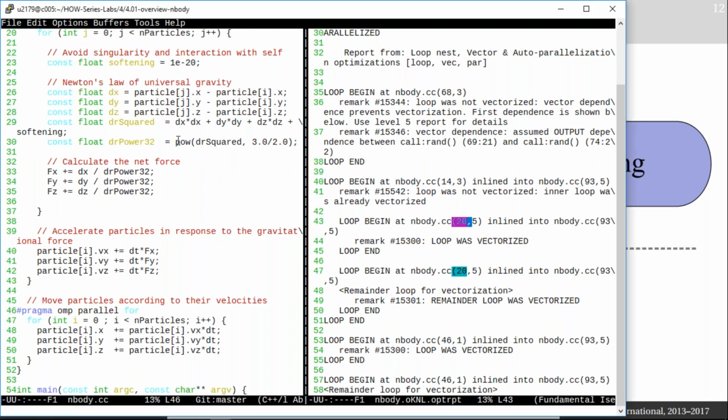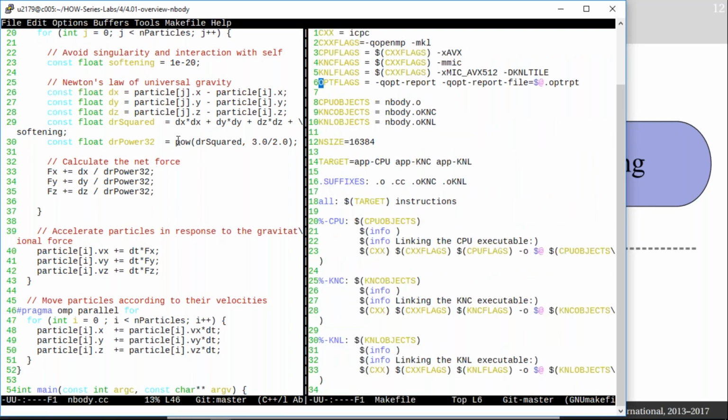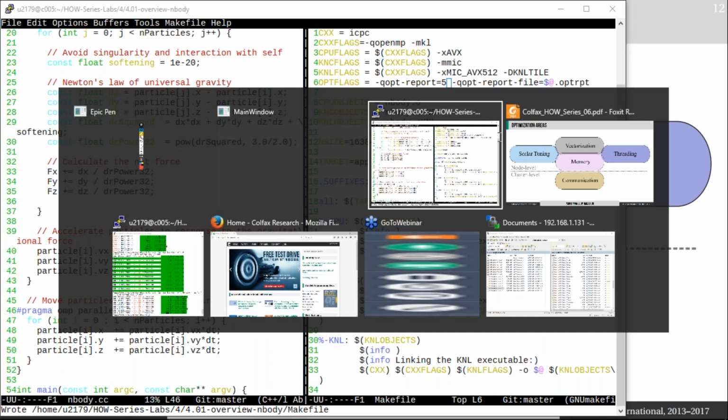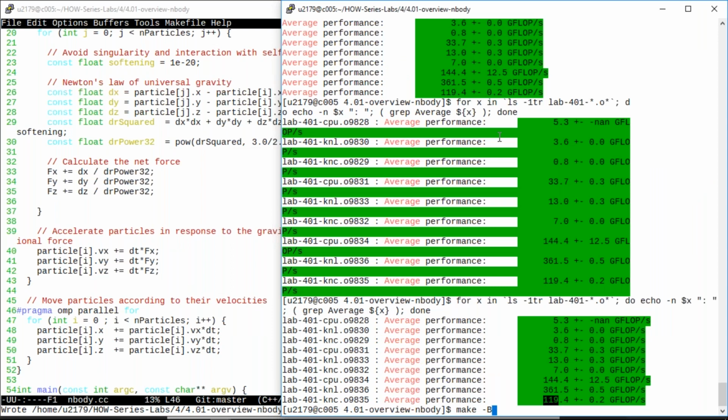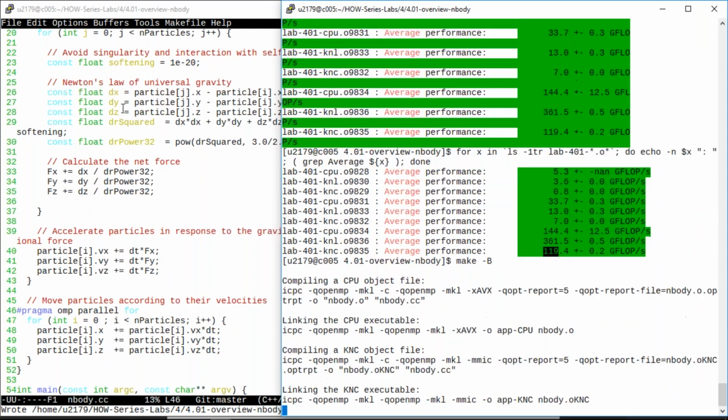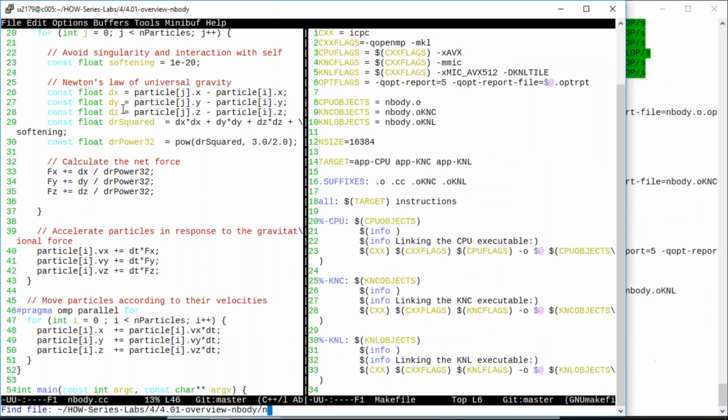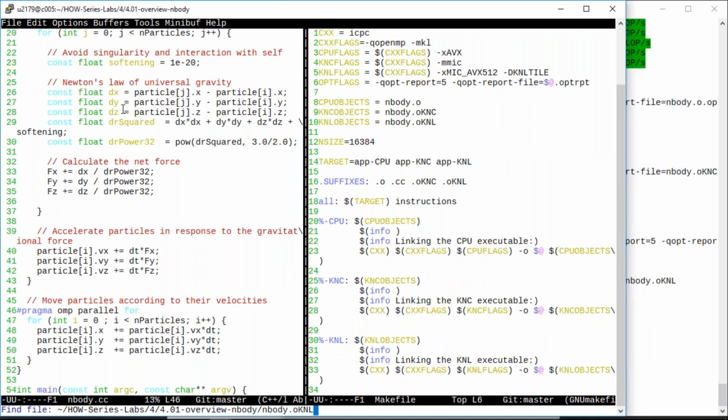And to get more information, we will need to edit the make file. In the make file, you can see that there's already qopt-report. It requests the optimization report. I will just change this to qopt-report=5. Equals 5 will increase the verbosity of the report, and it will give us more clues about how to proceed. Well, with this done, I can rebuild. And with the code rebuilt, I can go to the optimization report again.